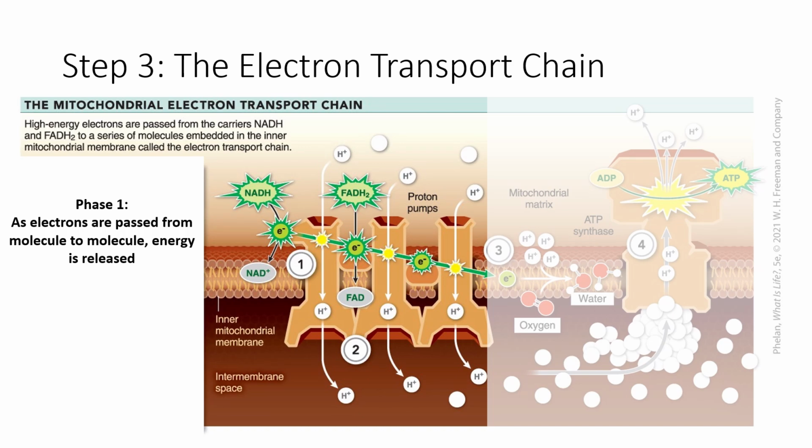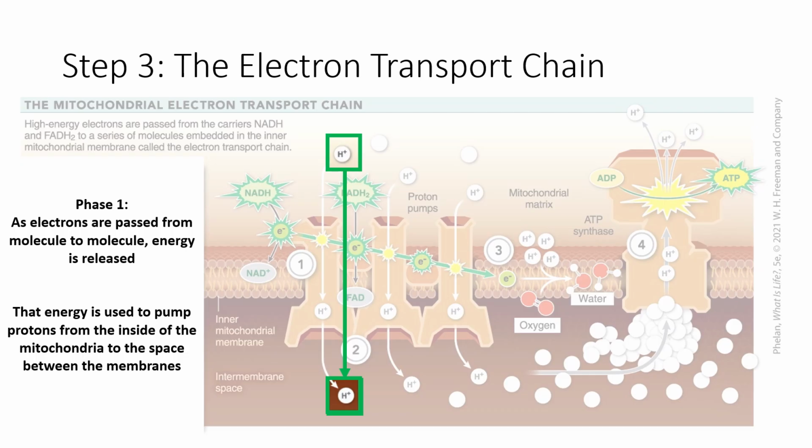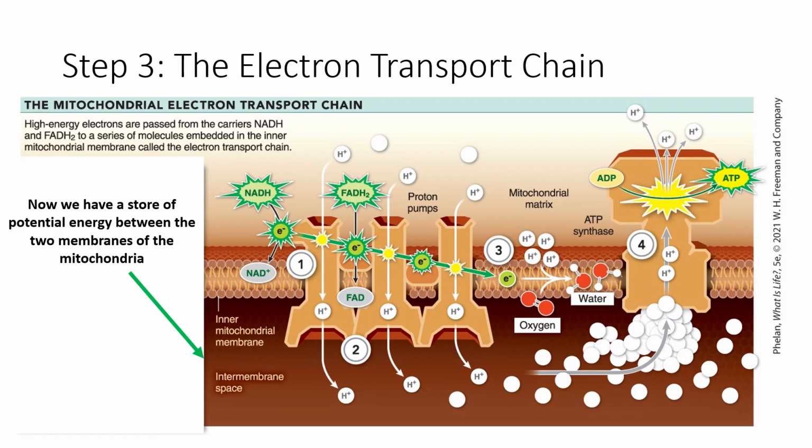So let's look at this process. In the first phase, we use those high-energy electron transporters to pass electrons from molecule to molecule. Each time electrons are passed, a little energy is released. That energy is used to pump protons from inside the mitochondria to the space between the membranes, creating a concentration gradient. So now that concentration gradient is a store of potential energy between the two membranes of the mitochondria.